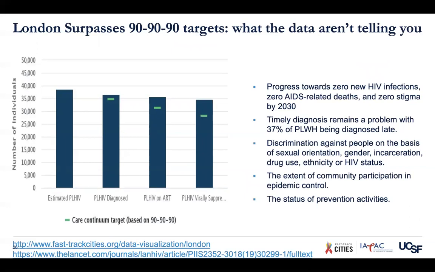What we don't know is the progress towards 0 new infections, the progress towards 0 AIDS-related deaths and 0 stigma. So while it's great for looking at ART coverage and successive ART coverage, it's not great at looking at these other things. So timely diagnosis remains a problem, with 37% of people being diagnosed late, which we can look at through their CD4 counts at diagnosis, for instance, and if they're very low, we know they were diagnosed late in the course of disease. We have no information on discrimination against people on the basis of sexual orientation, gender, incarceration, drug use, ethnicity, or HIV status. We have no idea of the extent of community participation in epidemic control, and we have no idea of the status of prevention activities.